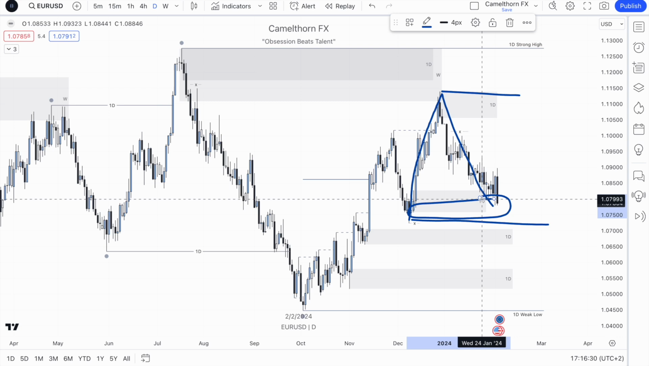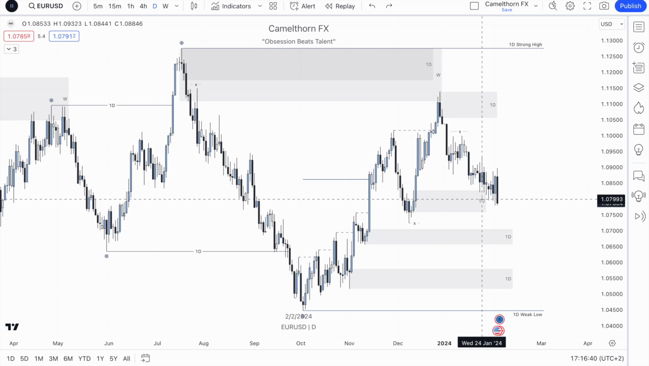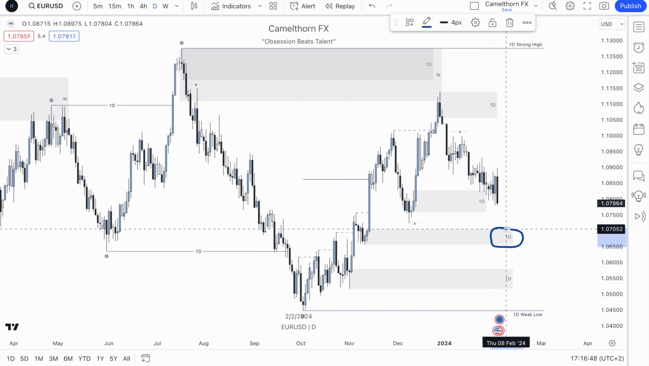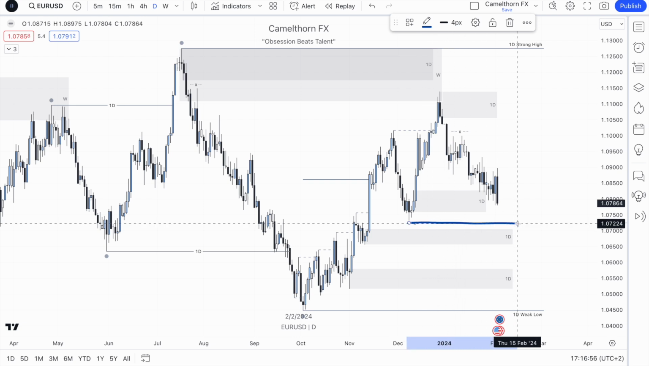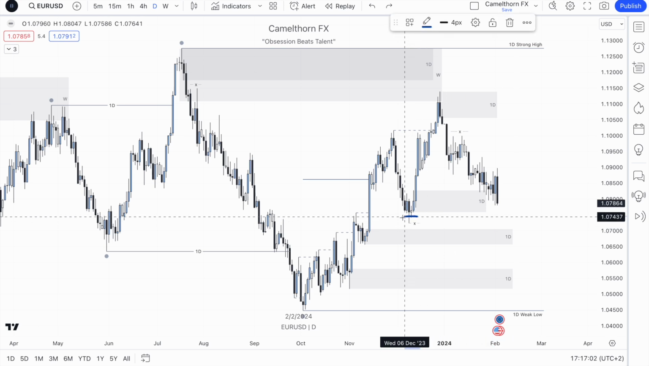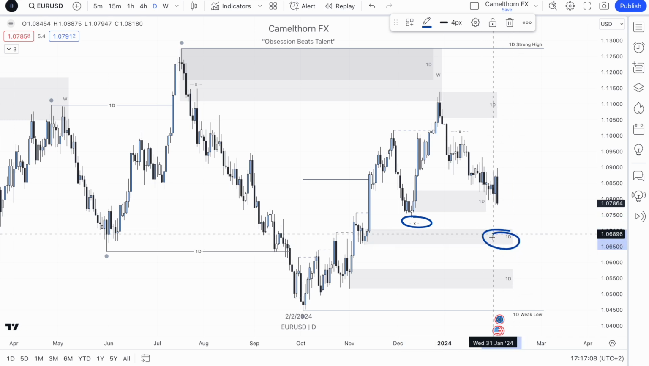Now we will be looking at the 4-hour in a minute, so I don't want to get too caught up on talking about the internal structure, but from a daily point of view now, what we can potentially anticipate going into the start of Feb, going into the remainder of Feb, is this daily demand zone is now a very interesting area for us because of the fact that it sits so close to our internal strong low. We can essentially say that our internal strong low is offering liquidity for this daily demand.